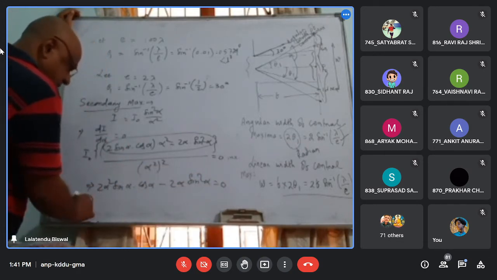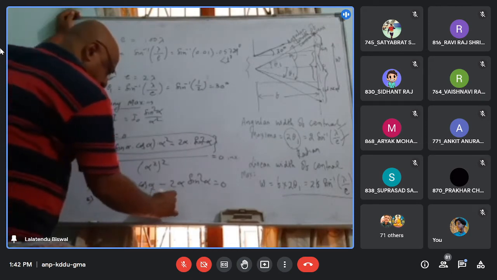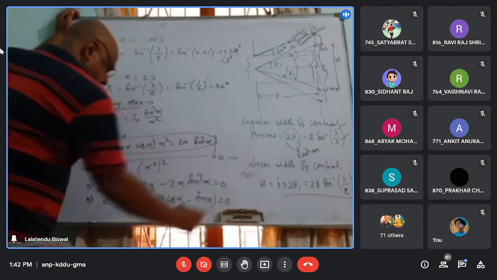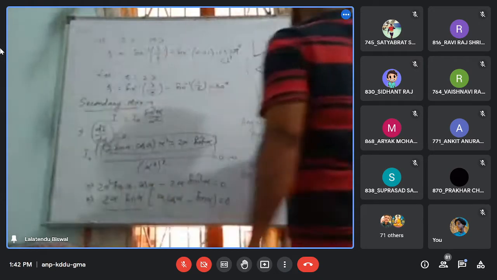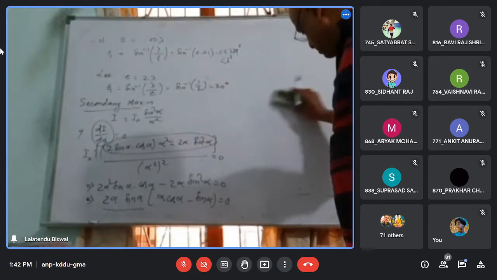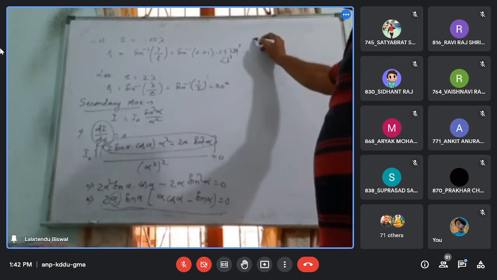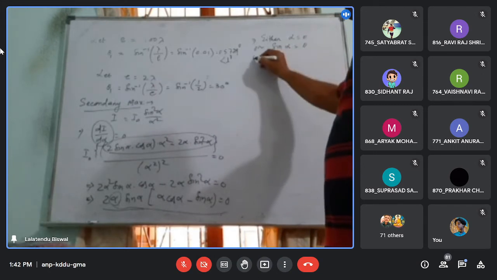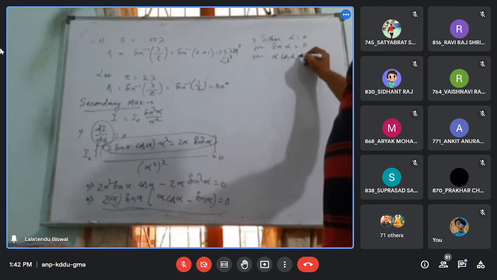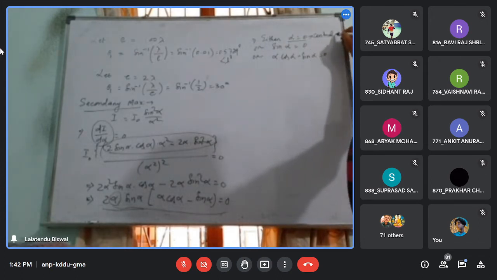So this implies that, taking 2 alpha sin alpha outside, there will be alpha cos alpha minus sin alpha, equal to 0. So if you take dI by d alpha equal to 0, you get 2 alpha sin alpha into this quantity equal to 0. Now, alpha is a variable, that means either alpha is 0, or sin alpha equals 0, or alpha cos alpha minus sin alpha equals 0. Alpha equal to 0 already has given you central maxima. Sin alpha equal to 0 is already giving you the position of minima.